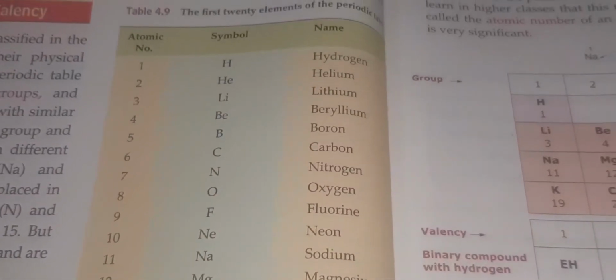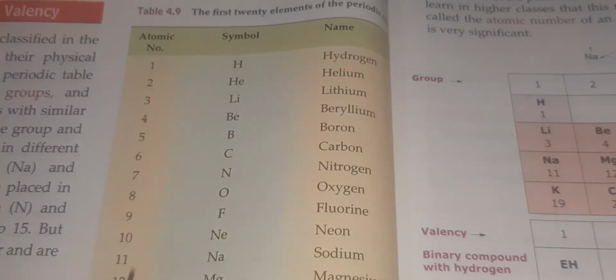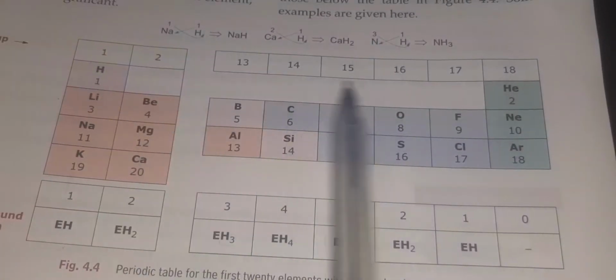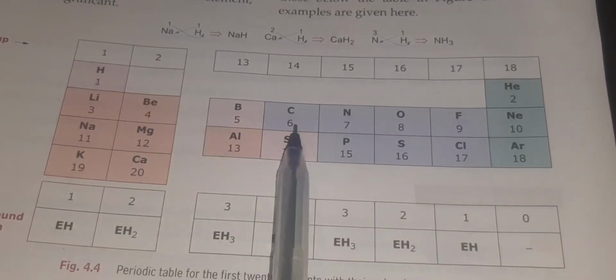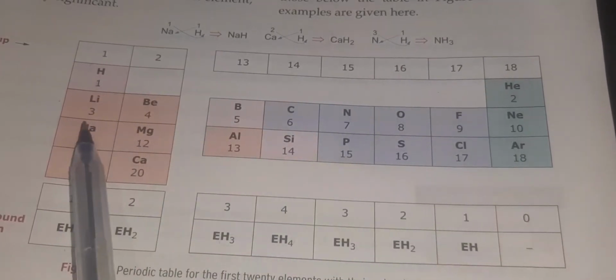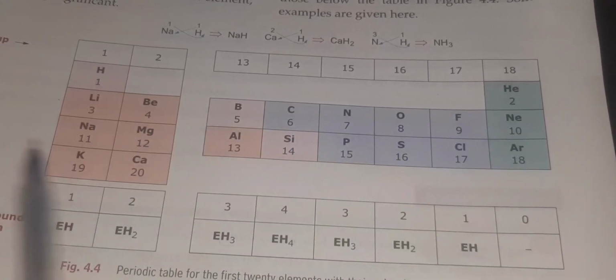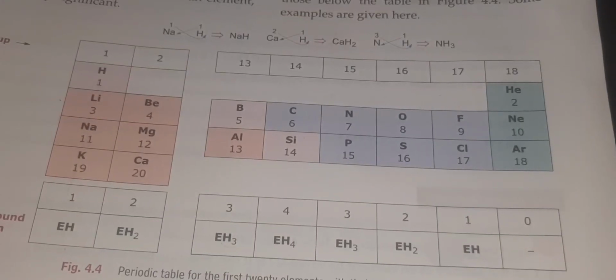The second thing is that before learning and arranging the elements, we have to learn about atomic number. Each and every element is given a number, and that number we call atomic number. We are placing elements in the periodic table in the increasing order of their atomic number, like 1, 2, 3, 4, 5, 6, 7, 8, 9, 10, 11, this way. All the elements are kept in this periodic table on the basis of increasing atomic number.